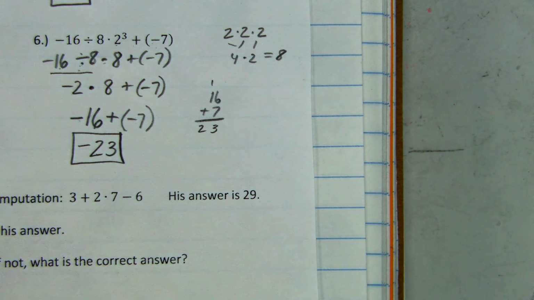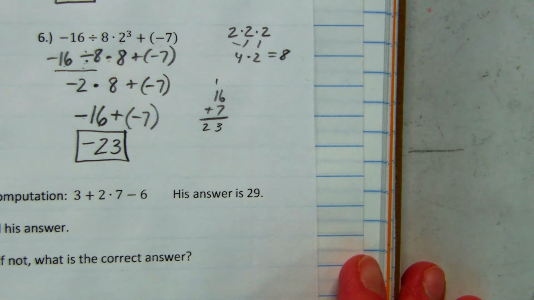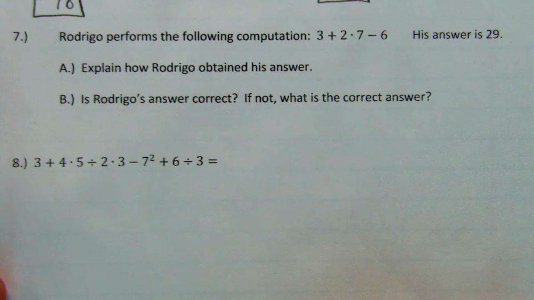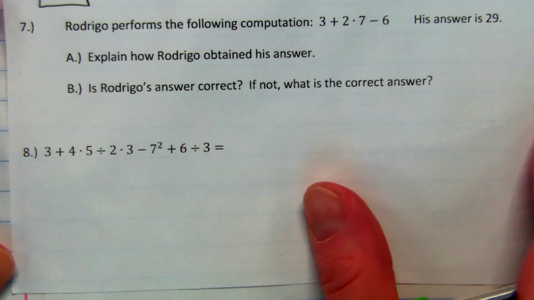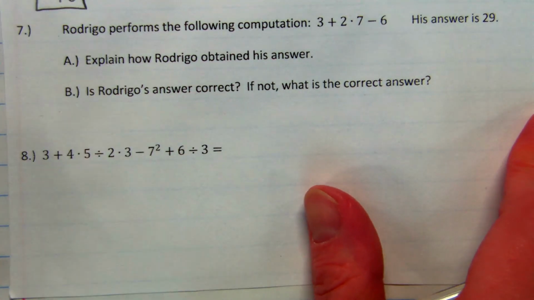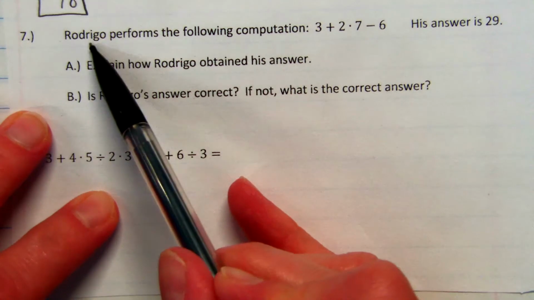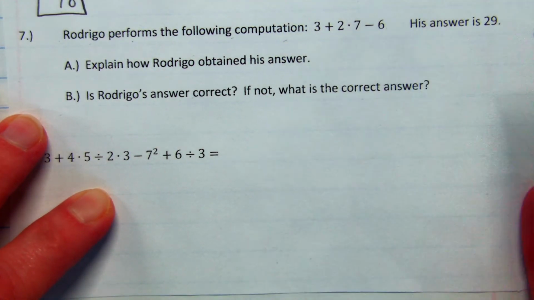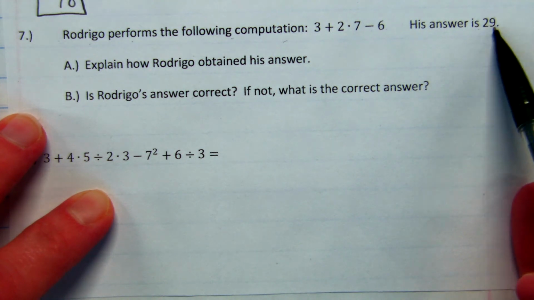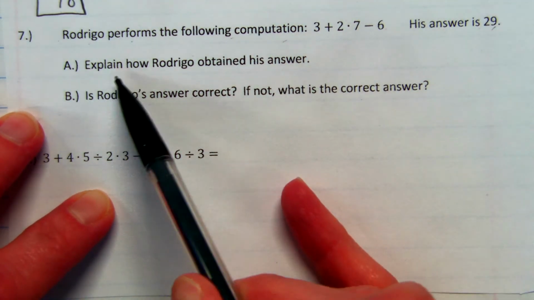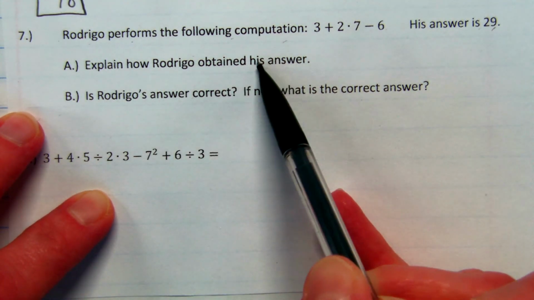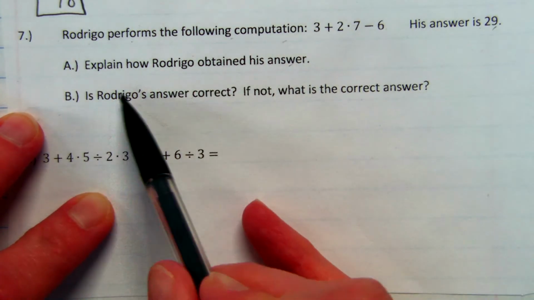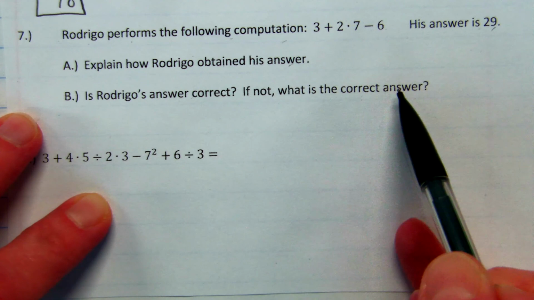All right, so let's go down and look at a story problem. So we talked about this a little bit this morning already, that one of our mathematical practices is being able to critique someone's work. We're going to do that again. Rodrigo performs the following computation, 3 plus 2 times 7 minus 6. His answer is 29, so he got 29. Explain how Rodrigo obtained his answer. Okay, so we're going to have to figure out if he did it right or wrong. It's going to say, is Rodrigo's answer correct? If not, what is the correct answer?